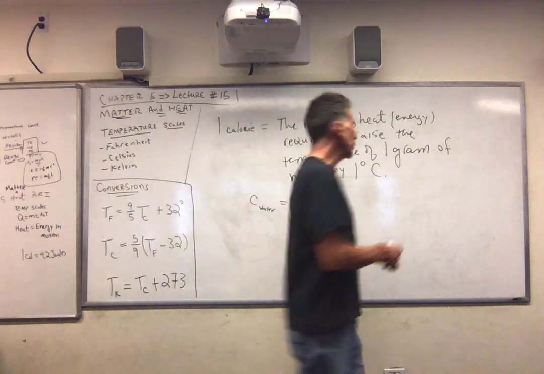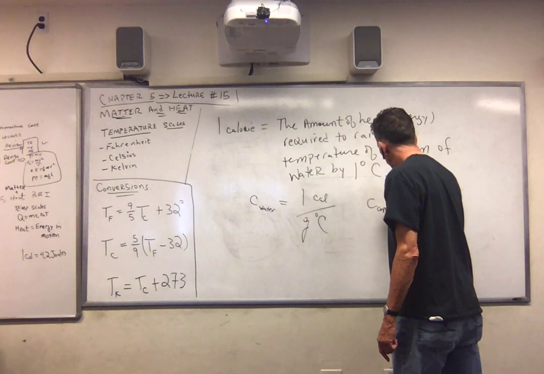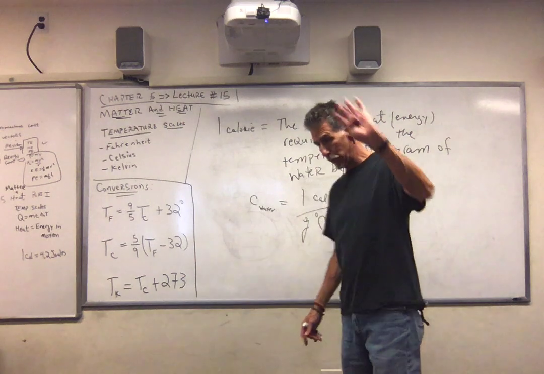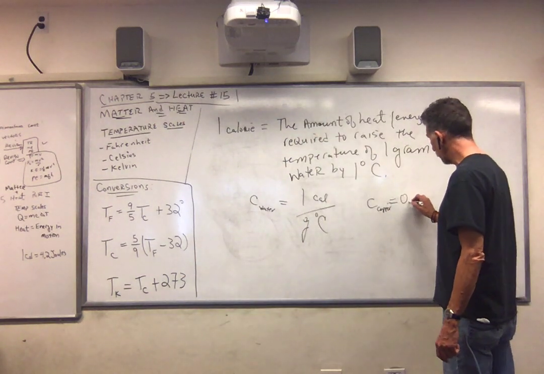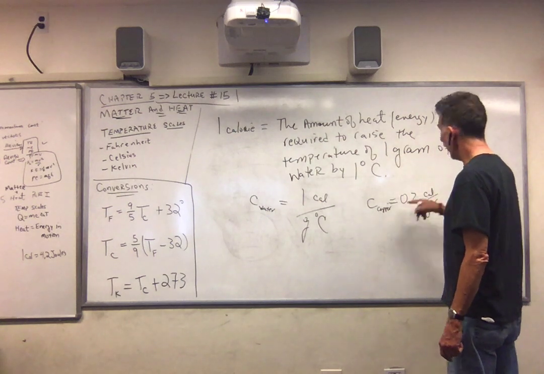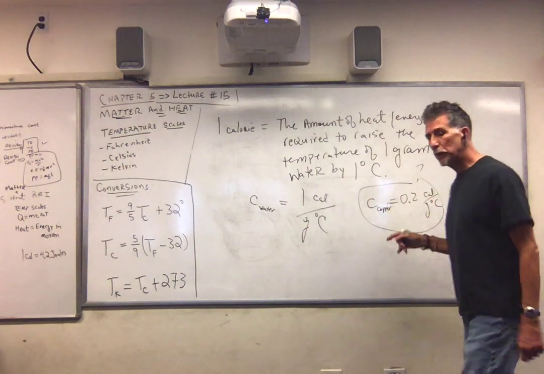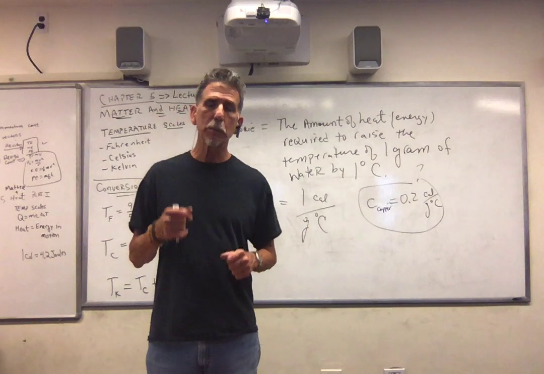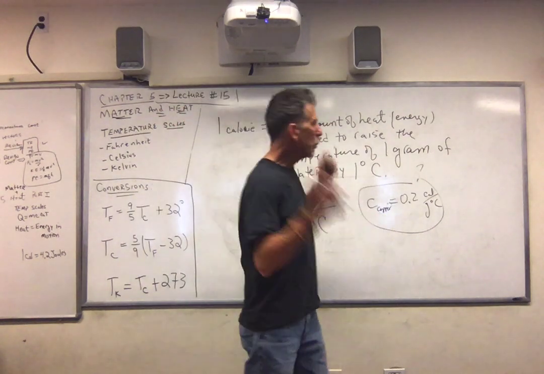Now, what's the specific heat capacity C for copper? I don't know what it is. I'll make up a number. Don't use this. Suppose the specific heat capacity of copper is 0.2 calories per gram per degree C. If it was 0.2, what does this mean? This means that it only takes 0.2 calories of heat to raise the temperature of 1 gram of copper by 1 degree C.